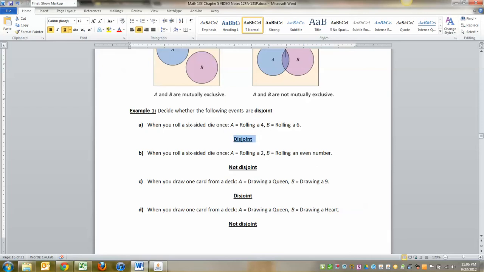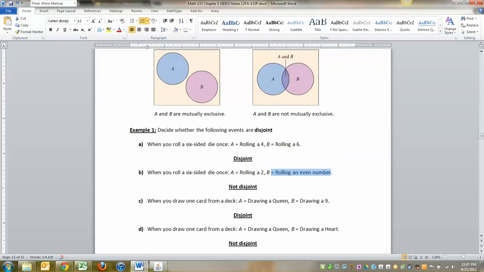Okay, why is the next one not disjoint? Let's see. You roll a six-sided die. You're only going to roll it once. Event A is you roll a 2. Event B is you roll an even number. Okay, well, they have something in common, right? Because 2 is an even number, so therefore 2 is in the overlap.